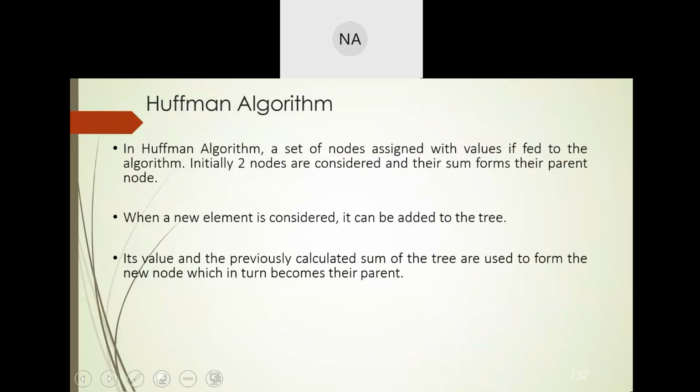So in the Huffman algorithm, a set of nodes assigned values is fed to the algorithm. Initially, two nodes are considered and their sum forms the parent node. When a new element is considered, it can be added to the tree. Its value and the previously calculated sum of the tree are used to form the new node, which in turn becomes their parent. So this is the overview of the Huffman algorithm. In the next slide, we will use them and then it will be clearer.